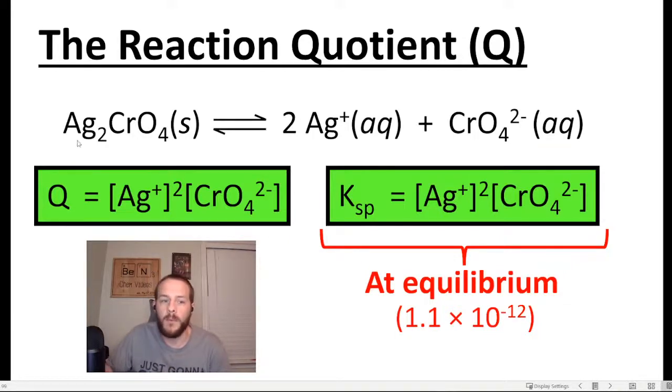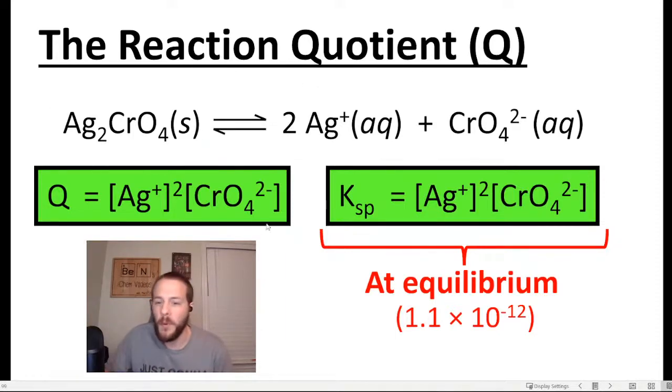So in this example, we have dissolution of silver chromate. I'm probably going to make the mistake several times tonight where I say sodium, but I actually mean silver. So just brace yourself for that. I'm warning you ahead of time. Silver chromate, right?